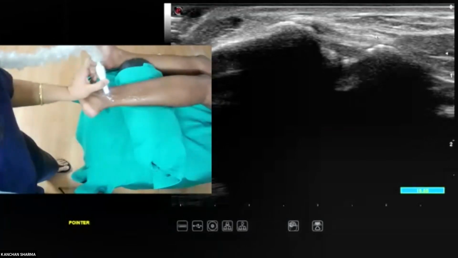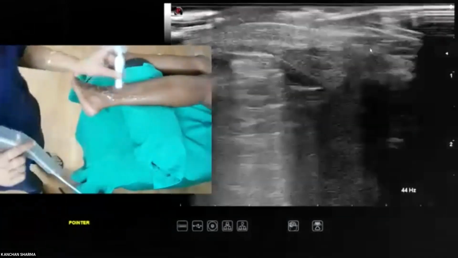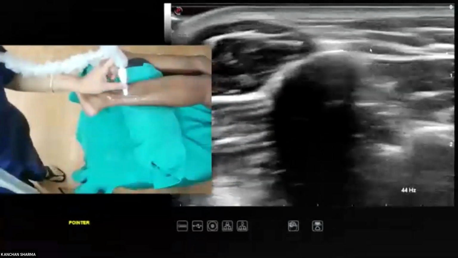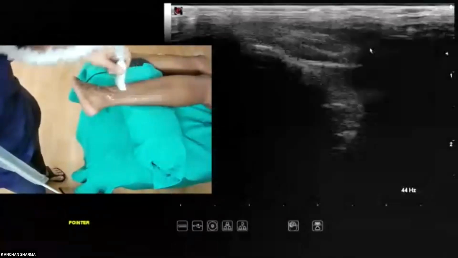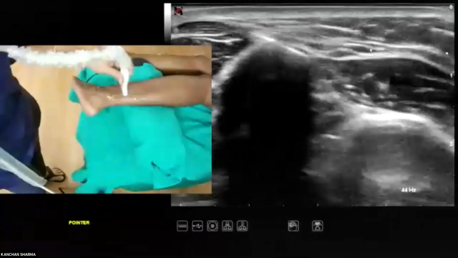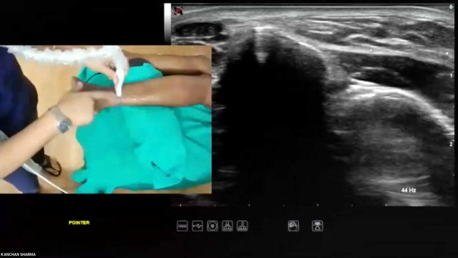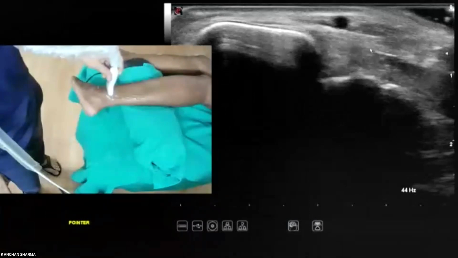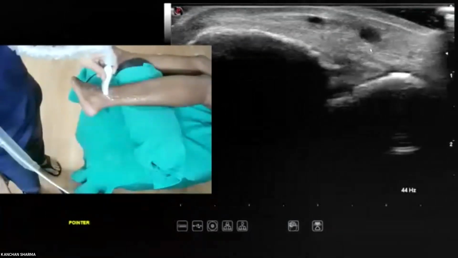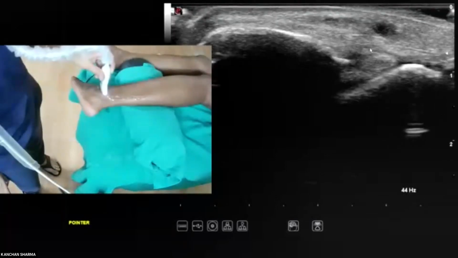ATFL has got two bands, superficial and deep. So we'll be seeing it once again. Let's see. From there, again, just concentrate. That is our fibula. Probe is in short axis. I am moving from there, coming down, maintaining the same axis. I have not changed anything in the probe. Same thing. Now I am over this, and now this mountain has come.